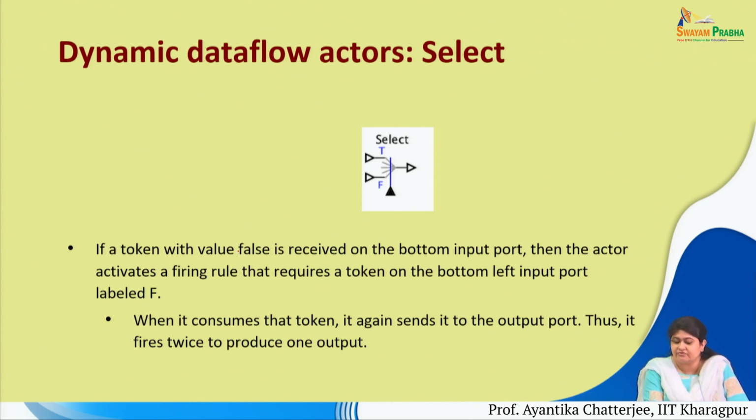If a token with value false is received on the bottom input port, then the actor activates a firing rule that requires a token on the bottom left input port, labeled F. So, this is how the select actor is basically working, and it is allowing the conditional firing based on the conditional value coming to this input port.